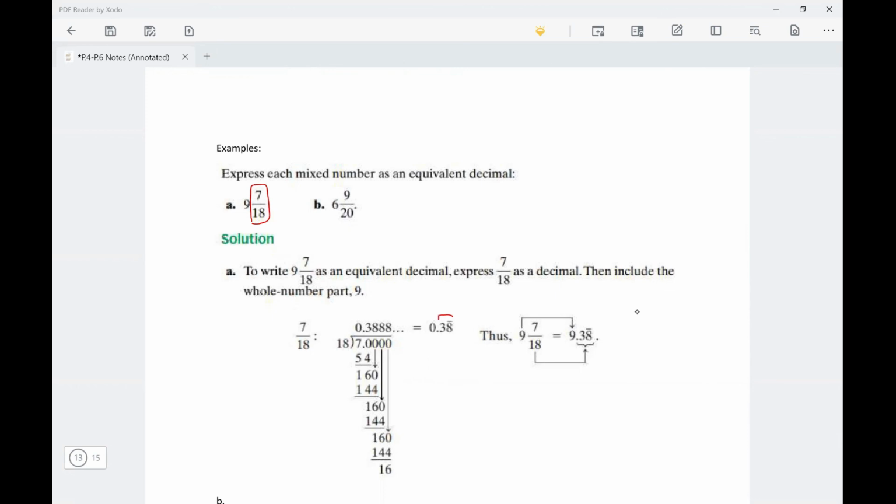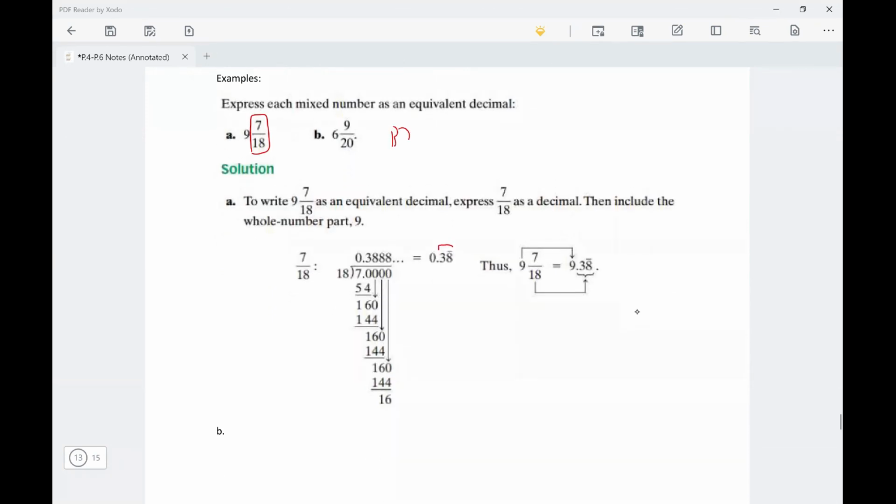Okay. We're also going to look at letter B for this. So letter B, notice that we're going to have a 6 here, right? Because that's our whole number to the left of the decimal place. And then if we do 9 divided by 20, you should get 0.45. So we get 6.45 as our number, or our equivalent decimal to our mixed number.